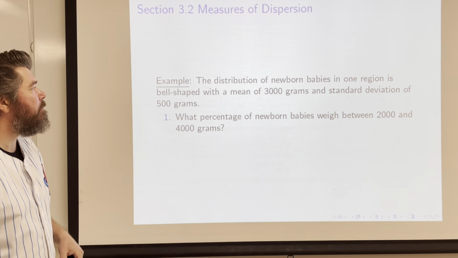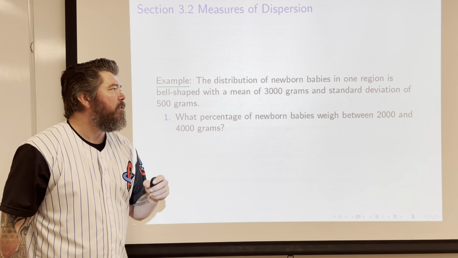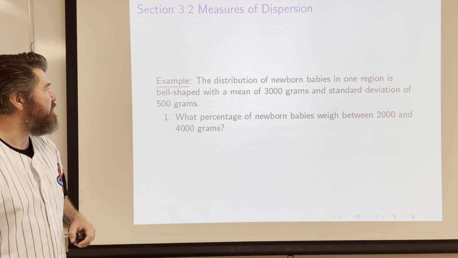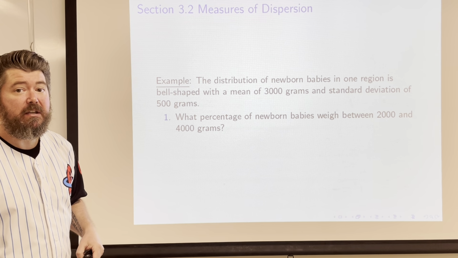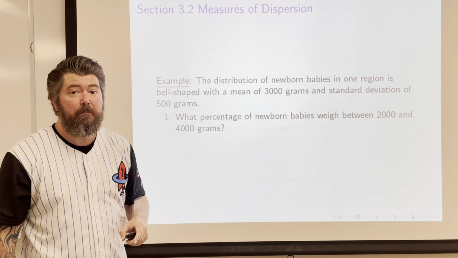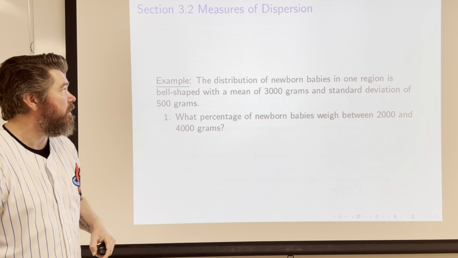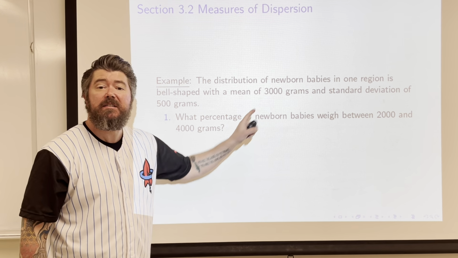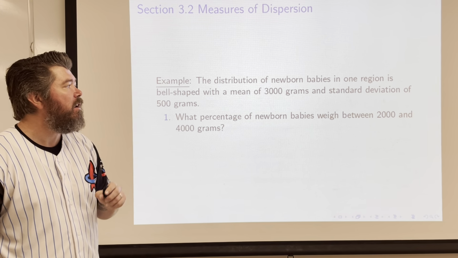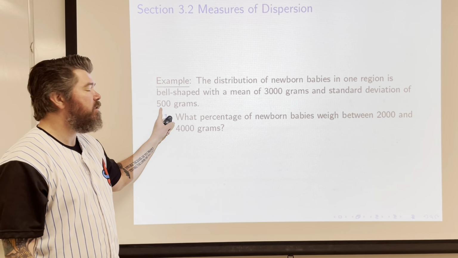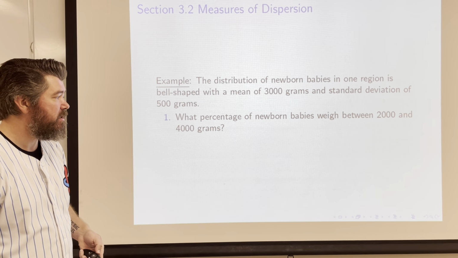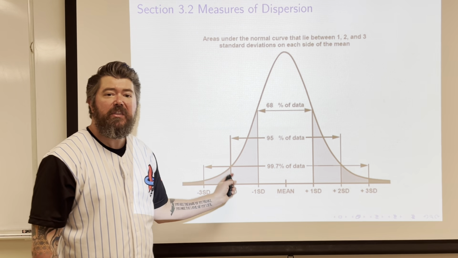Let's look at an example. The distribution of newborn babies in one region is bell-shaped. So this gives us a hint that we may use the empirical rule, because now we have a bell-shaped distribution of data. And they give us the mean, 3,000 grams, and they give us the standard deviation, 500 grams. So we can start filling in this table.